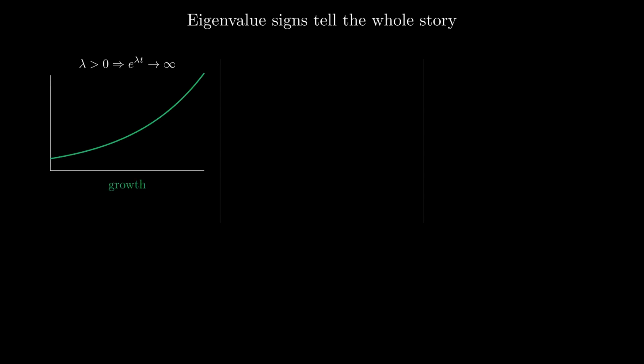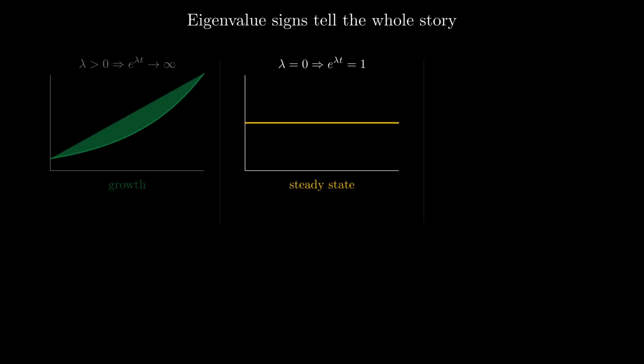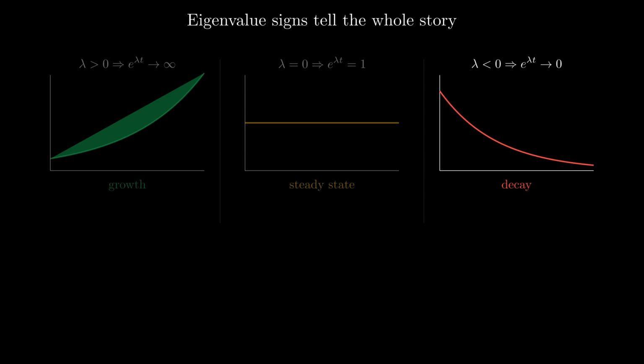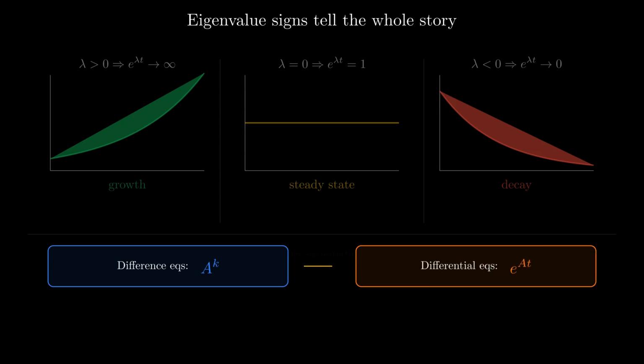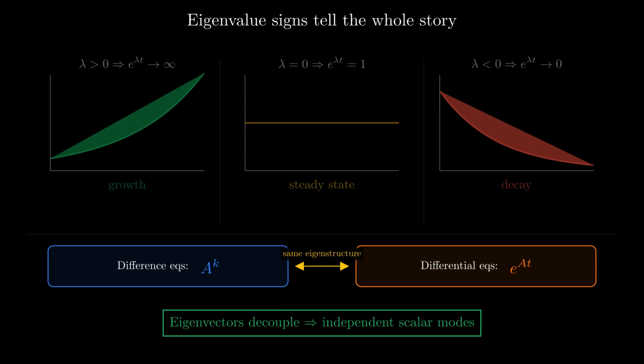The eigenvalue signs tell the whole story. When lambda is greater than 0, e to the lambda t blows up. That's growth. When lambda equals 0, e to the lambda t equals 1, a steady state. When lambda is less than 0, e to the lambda t decays. Exponential decay. The same eigenstructure powers difference equations through A to the kth power, and differential equations through e to the At. Eigenvectors decouple a coupled system into independent scalar pieces. Two numbers and two arrows, and the entire future falls out.